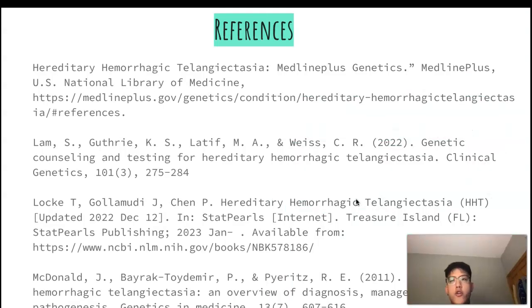So that is my presentation for HHT. I hope that through understanding the characteristics, some history, prevalence, the cause, mechanism, and the mode of inheritance, it really captures the essence of this genetic disorder. I hope that you guys learned a little bit about HHT. And these are my references, and that is going to be the conclusion of my genetic disorder presentation.